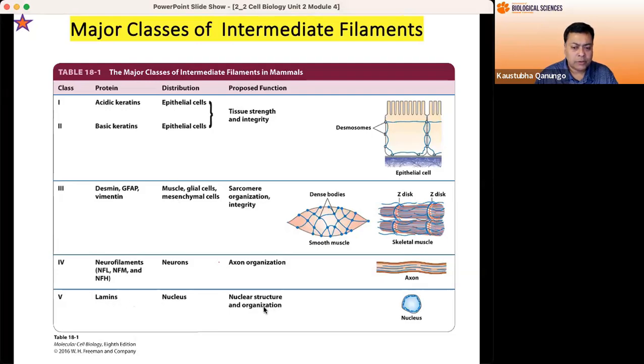So nucleus, nuclear structure organization, and here is the distribution. So that is underneath the nuclear membrane, and we call this the nuclear lamina, which is the structure, and the lamin is the protein of the intermediate filament.